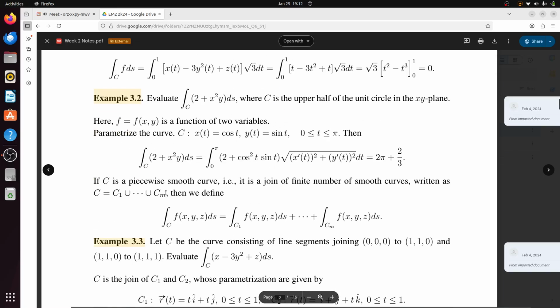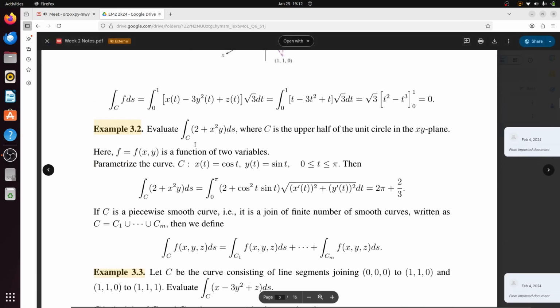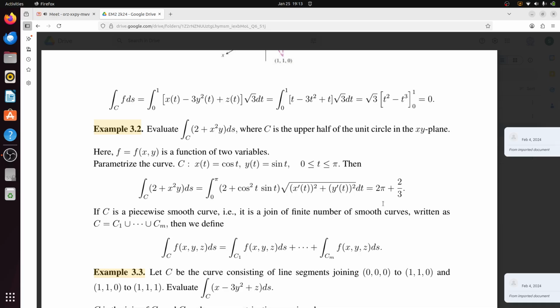So let's solve this with me. 2 plus x square y, so your x is cos t and your y is sin t, so integration over 0 to pi, 2 plus cos square t sin t, square root of (dx/dt) whole square plus (dy/dt) whole square dt, equal to 2 pi plus 2 by 3.